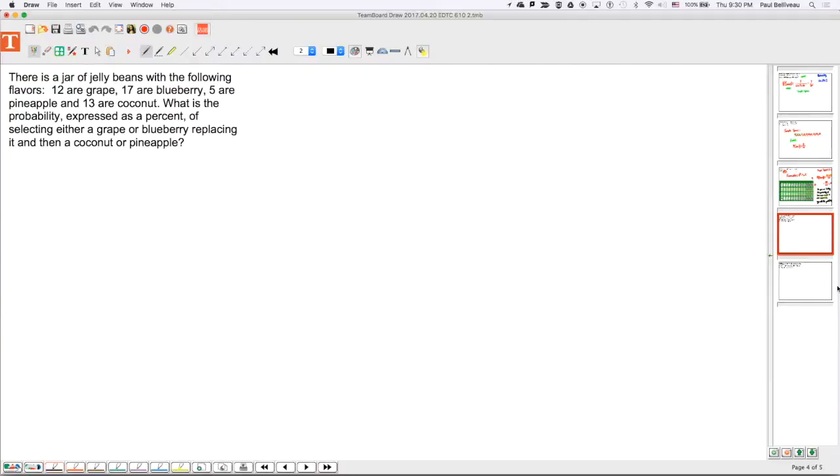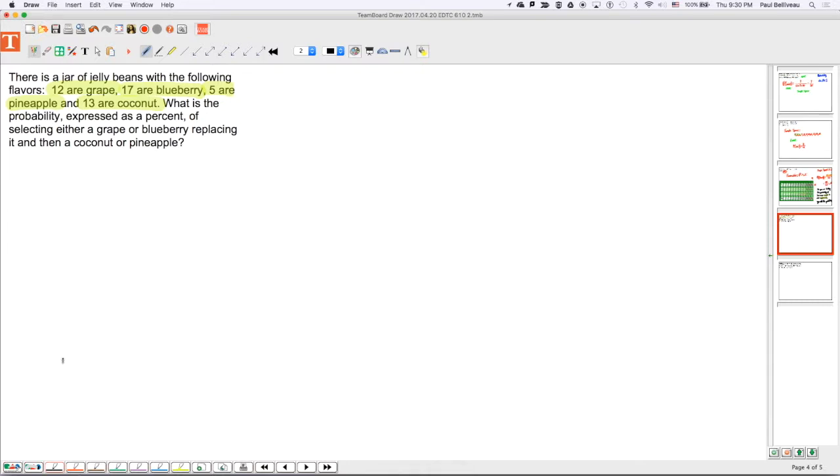Next example. There's a jar of jelly beans with the following flavors. 12 are grape, 17 are blueberry, 5 are pineapple, and 13 are coconut. What is the probability expressed as a percent of selecting either a grape or blueberry, replacing it, and then a coconut or pineapple? Okay, we're going to start another rule. This one's a little more complicated, so I'm going to give you the rule first.